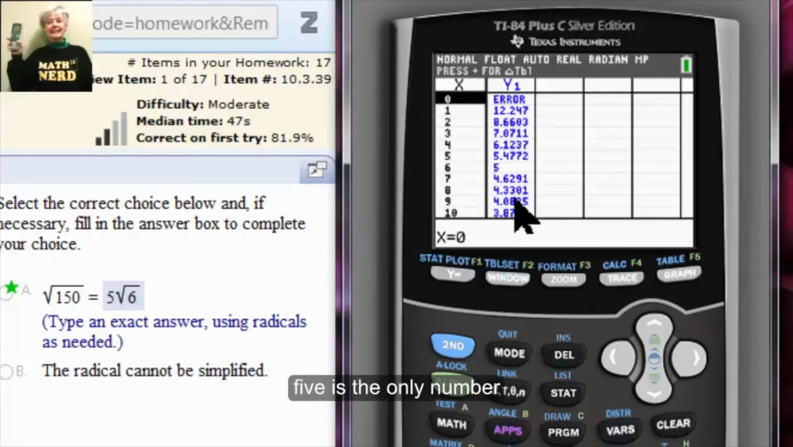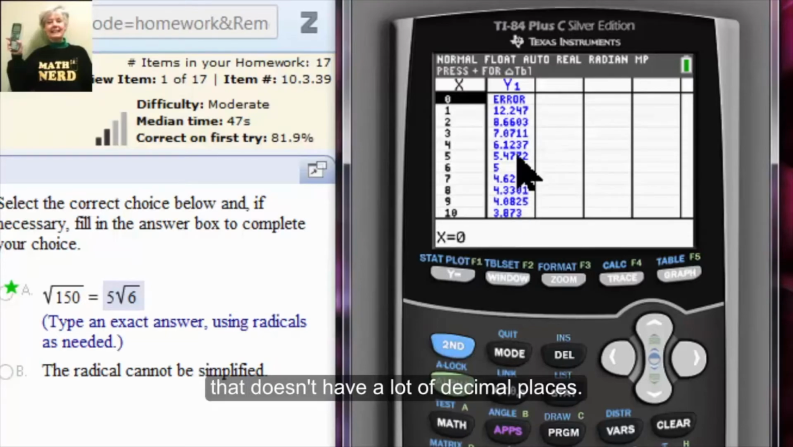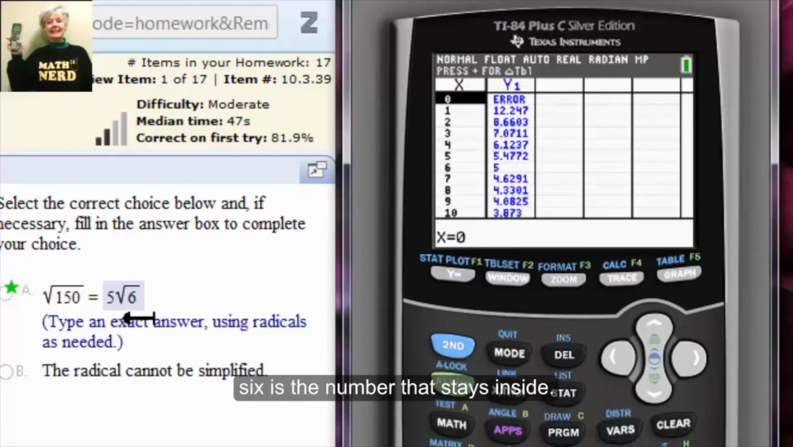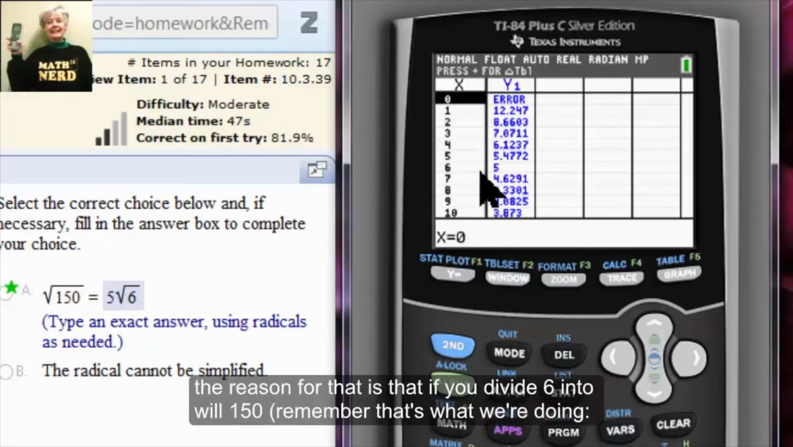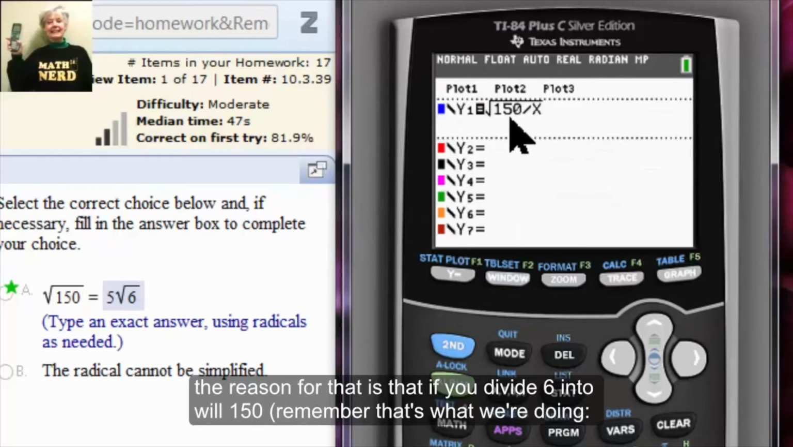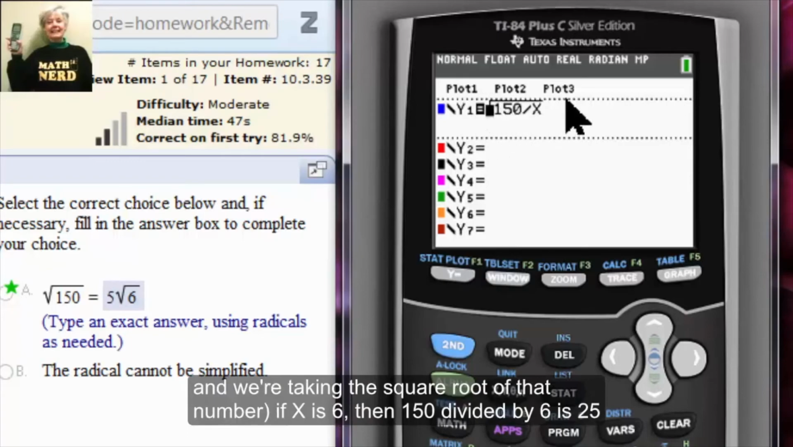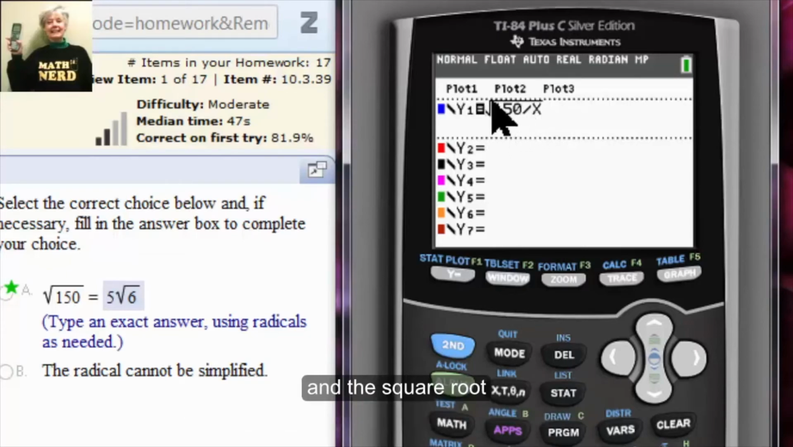5 is the only number that doesn't have a lot of decimal places. 5 is the number that goes on the outside of the radical. 6 is the number that stays inside. The reason for that is that if you divide 6 into 150, remember that's what we're doing. We're dividing x into 150, and we're taking the square root of that number. If x is 6, then 150 divided by 6 is 25, and the square root of 25 is 5.